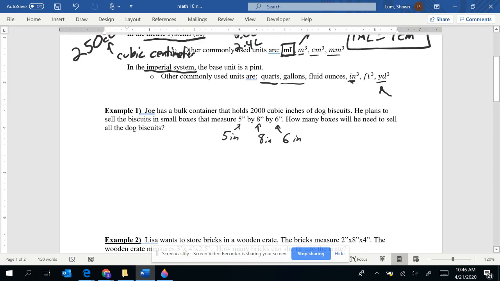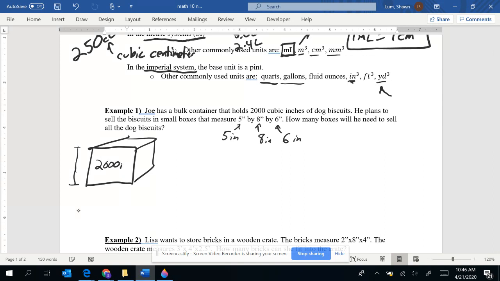So first off, what it's saying is that he has a big box, something like this. We don't actually know the dimensions of the box. We don't know the length of this side right here or any of that kind of stuff. But we do know that the whole box is 2,000 inches cubed. Now we have these smaller boxes like this, and he wants to put these inside of this big box, and he wants to know how many of these small boxes can he fit inside this big box.